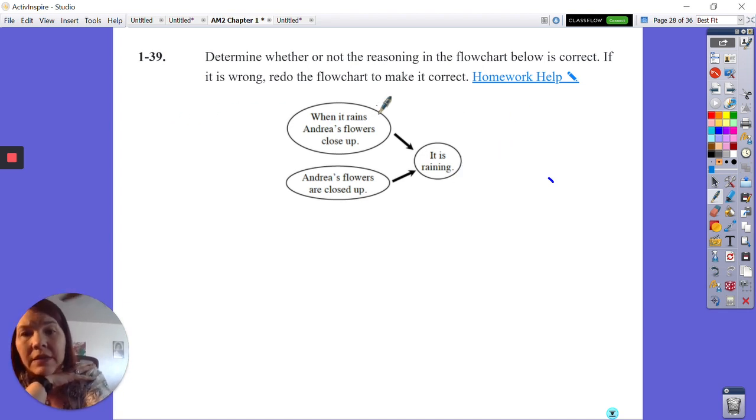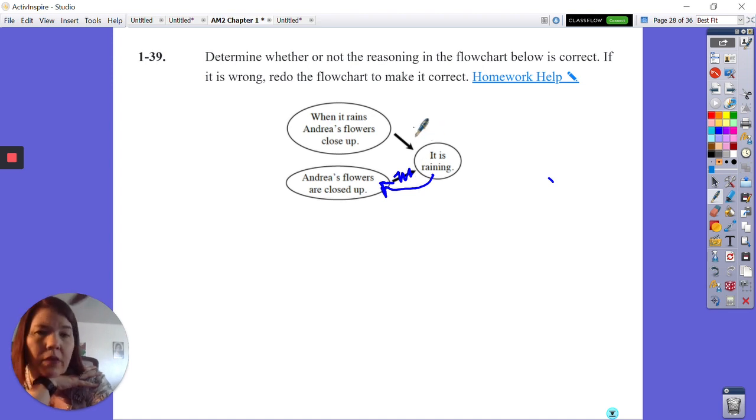We have this statement of fact, and we have this statement of fact, and we have this statement of effect. Where are the arrows? Which one's causing the other? So it's raining is causing Andrea's flowers to show. So this is the wrong arrow. It's raining is causing her flowers to close. Right? We would say that should be an arrow.